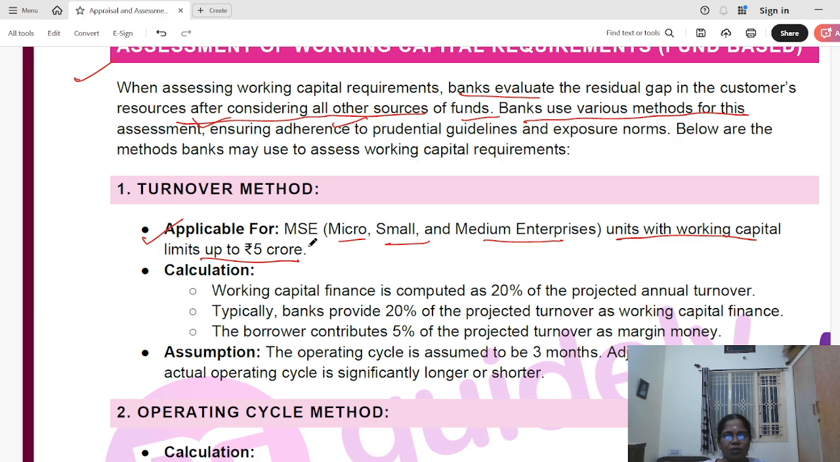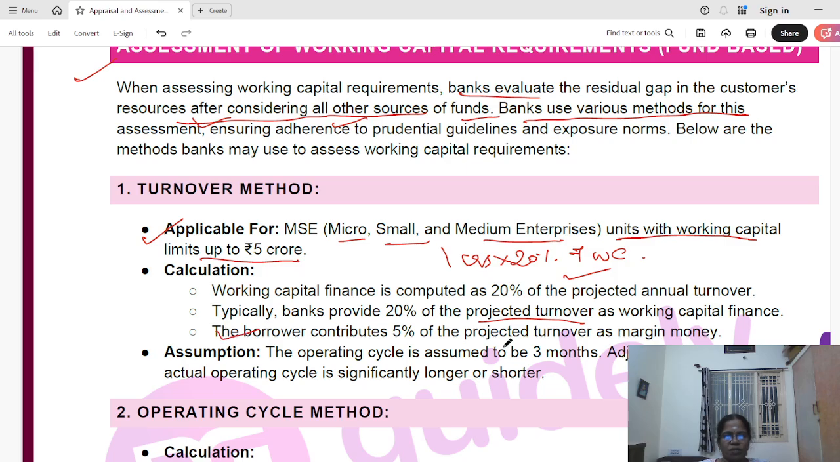Their working capital limit should be within 5 crore. Calculation: working capital finance is computed as 20% of the projected annual turnover. Whatever annual turnover they have, 20% of that is calculated. Typically, banks provide 20% of the projected turnover as working capital finance. For example, if their turnover is 1 crore, then 20% of this 1 crore will be provided for the working capital finance.